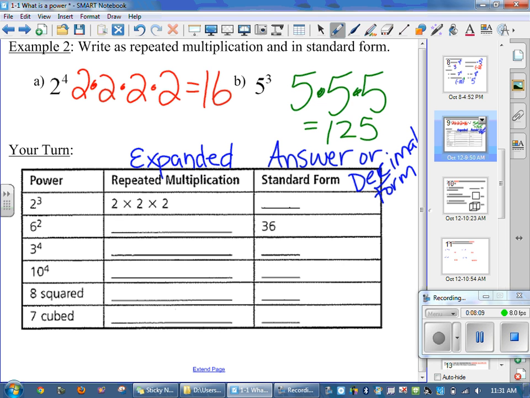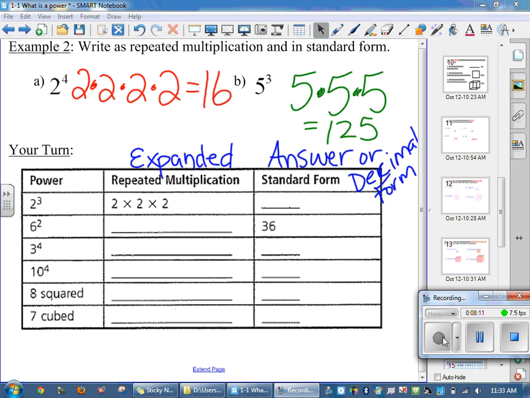All right. So what is standard form for the first one? What is our answer for the first one? In the back. 8. Excellent. Let's take a look at the next one. How many 6s am I going to write? 6 times 6. 2 6s. Good. 6 times 6. Our answer is 36.